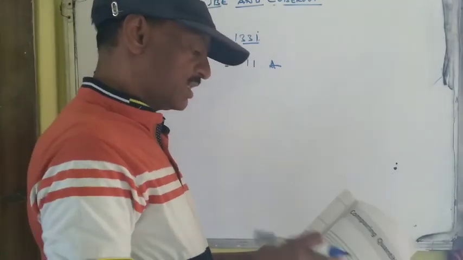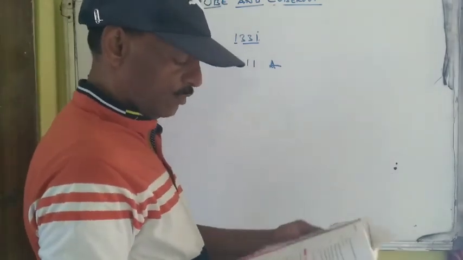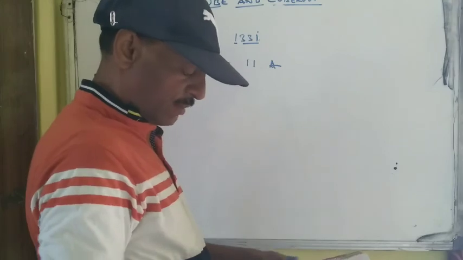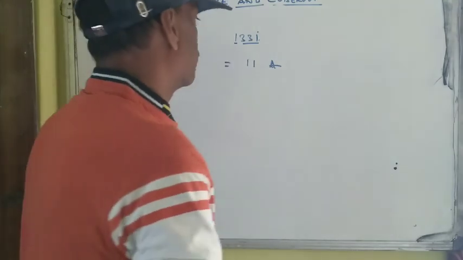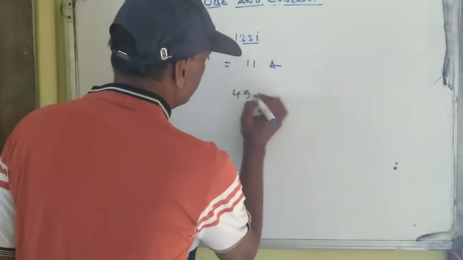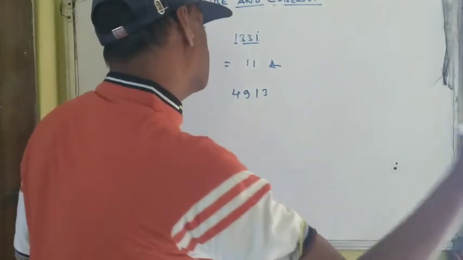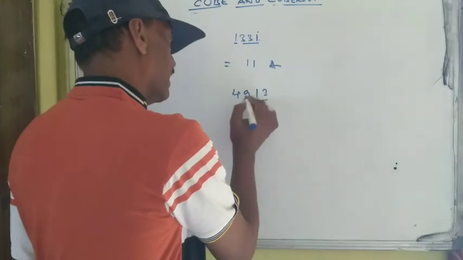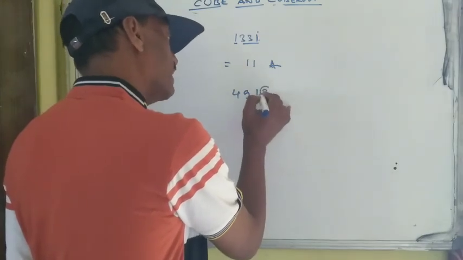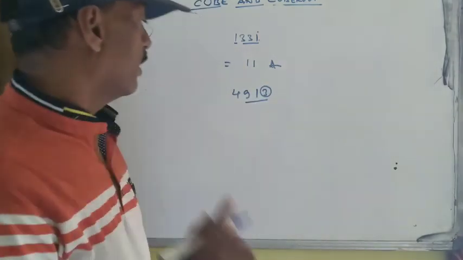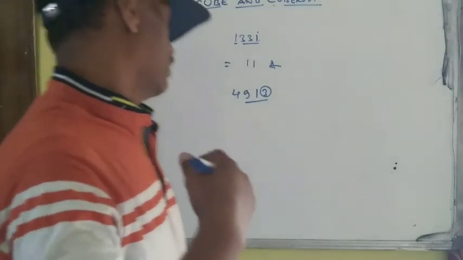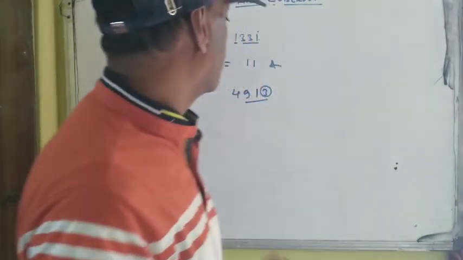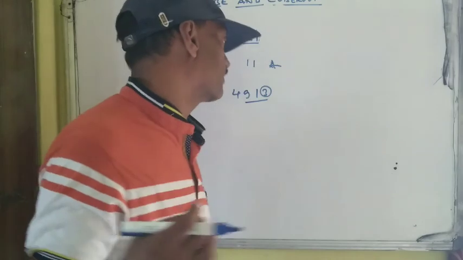Similarly, take another example from this book. The next number is 4913. Taking 3 digits from the right side, you get 913, and the last digit is 3. Now find a number which multiplied by itself three times gives the last digit as 3.